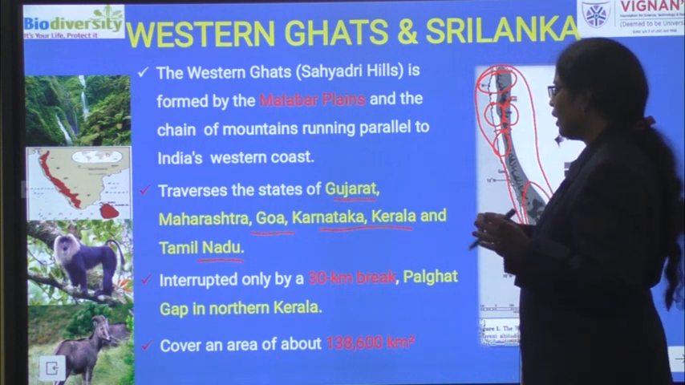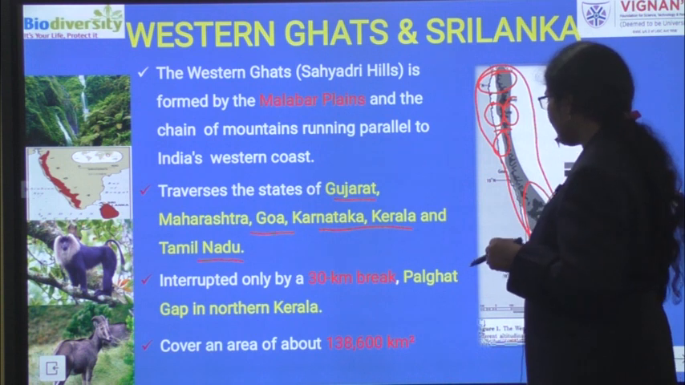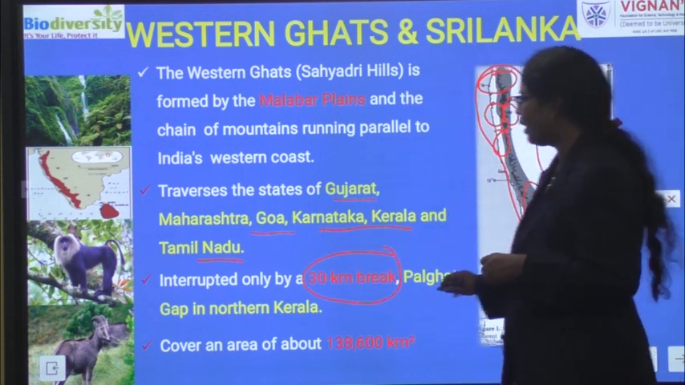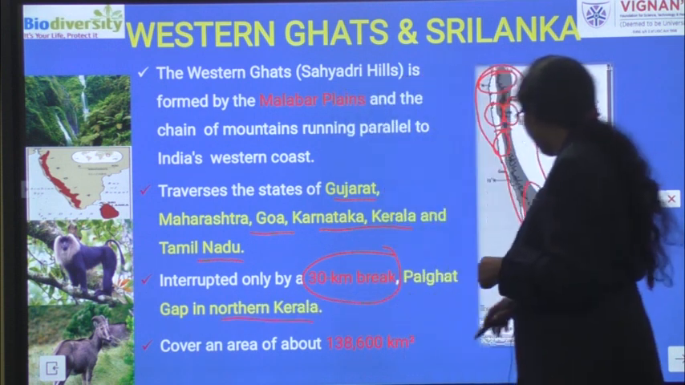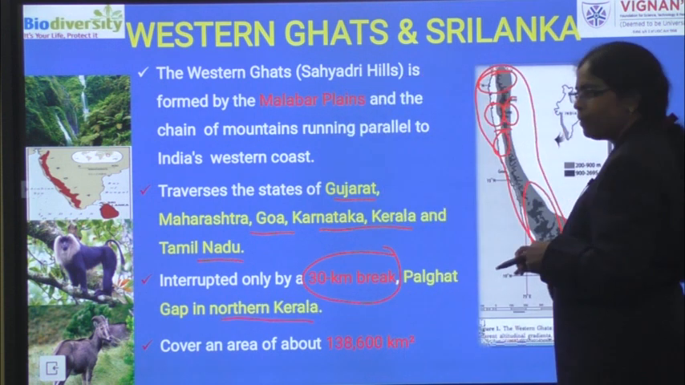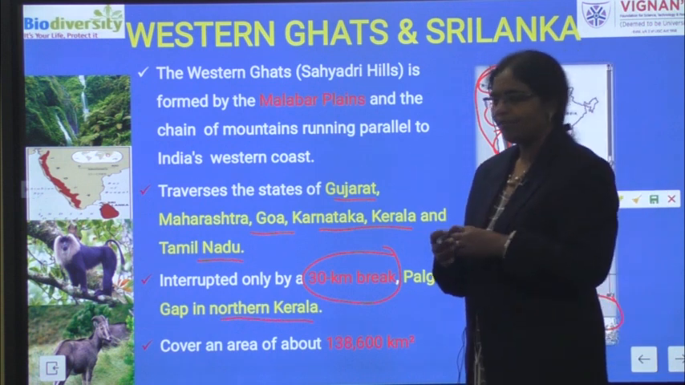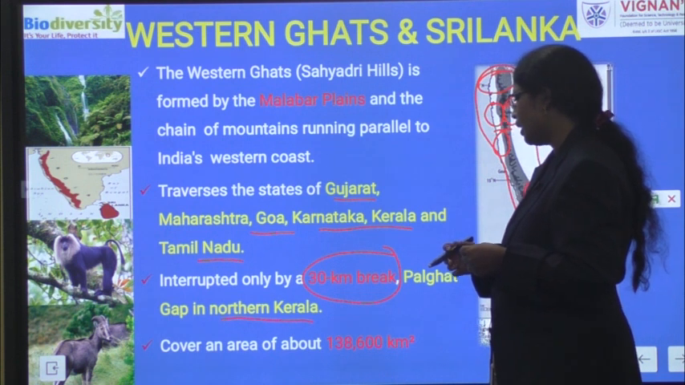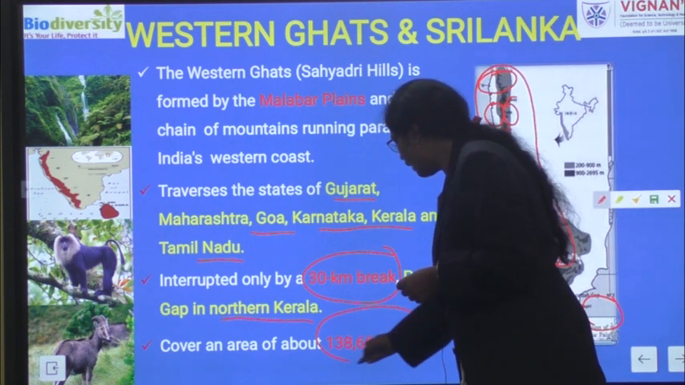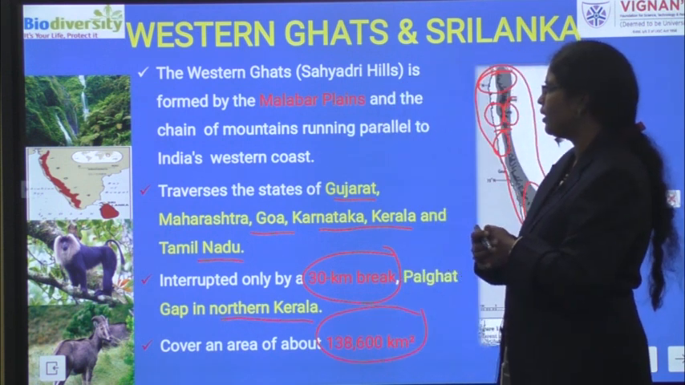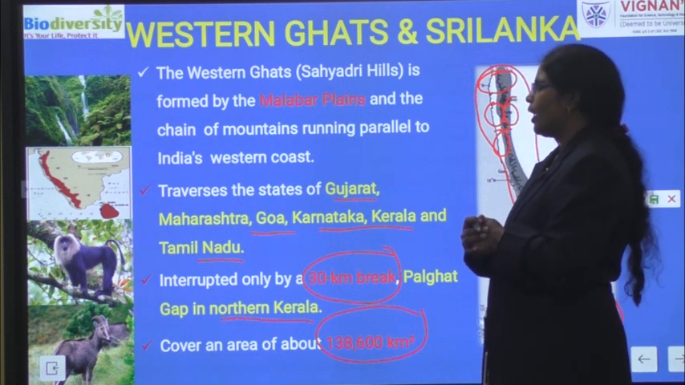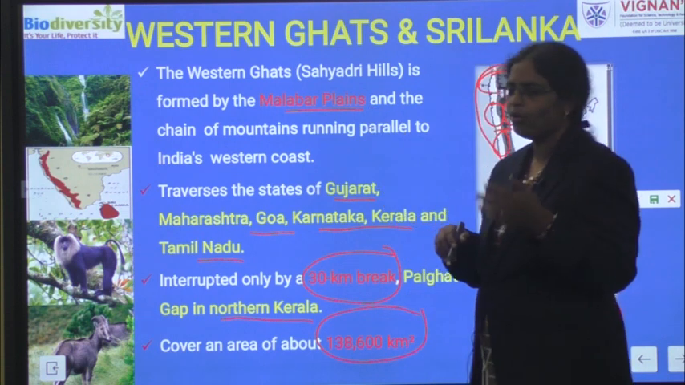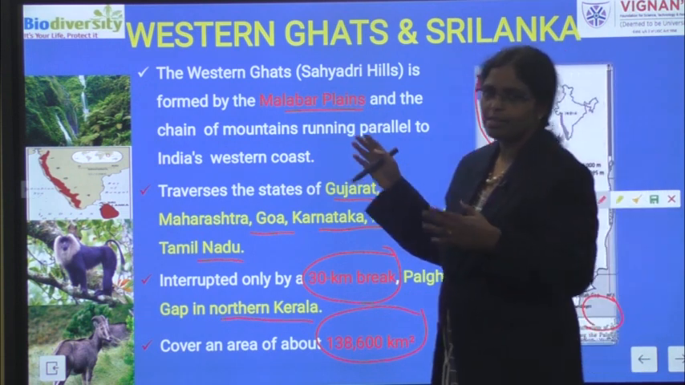In this particular region, a little break will be there, that is a 30 kilometer break at the Palghat Gap in northern Kerala. So here the gap is there. Apart from this, the entire region is rich in biodiversity, and this covers an area of 1,38,600 square kilometers. It is formed because of the Malabar plains and the chain of mountains running parallel to the western coast.